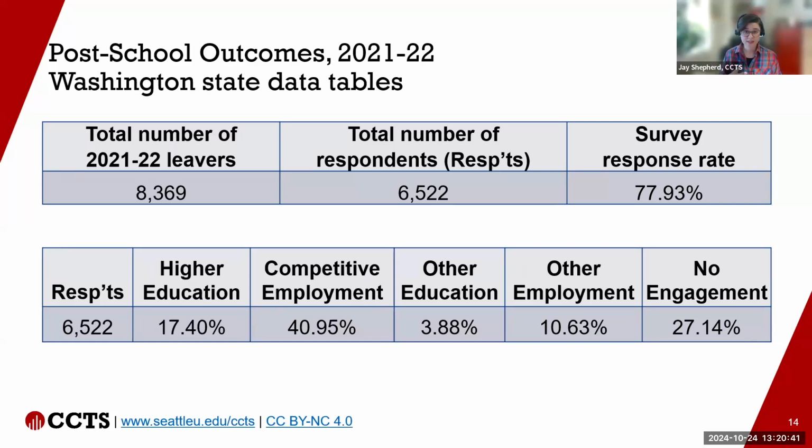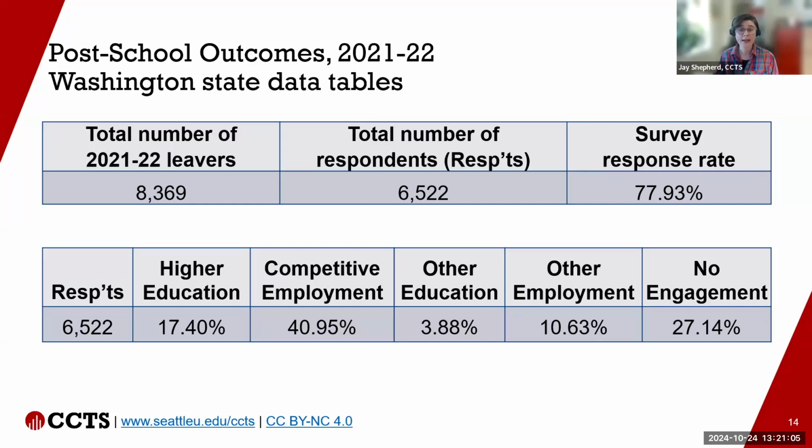So with this data that we have, competitive employment was the highest outcome at almost 41%, followed by no engagement at 27%. And of course, we would prefer to see that no engagement number as low as possible. Then we have higher education at about 17%, other employment at almost 11%, and then other education at almost 4%.